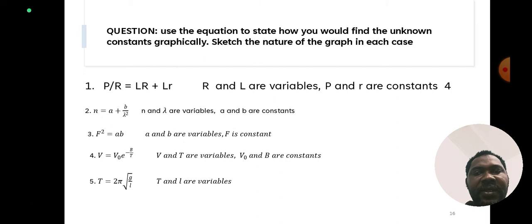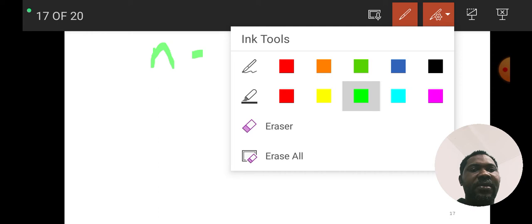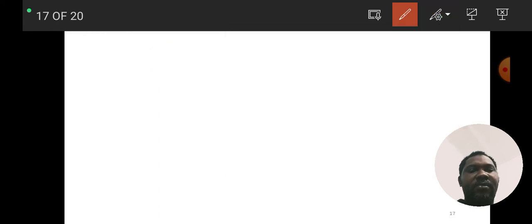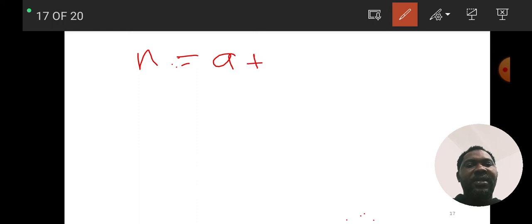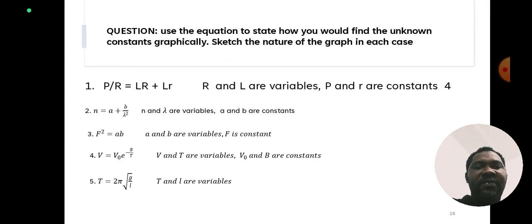The next question here, that's number 2 question, says n equal to a plus b over lambda squared, where n and lambda are variables, a and b are constants. So let's write that. We have n equals a plus b over lambda squared. Now let's see again which are the variables. N and lambda squared are variables, a and b are constants.